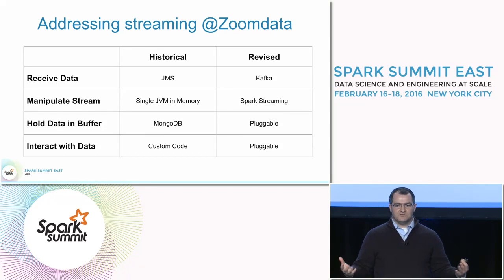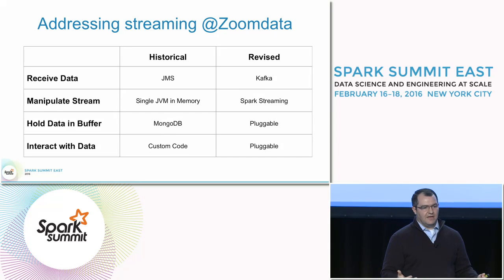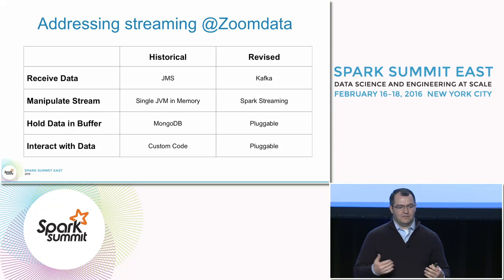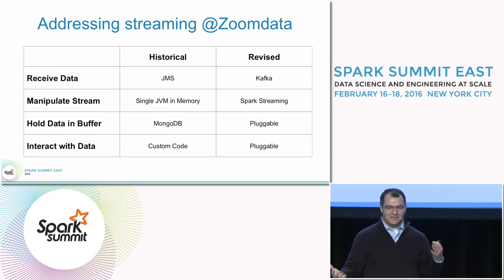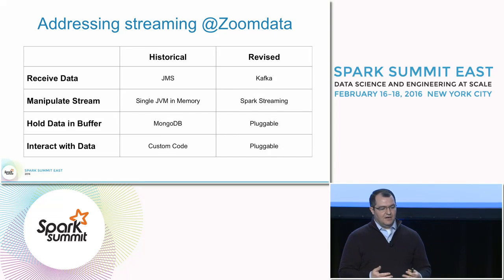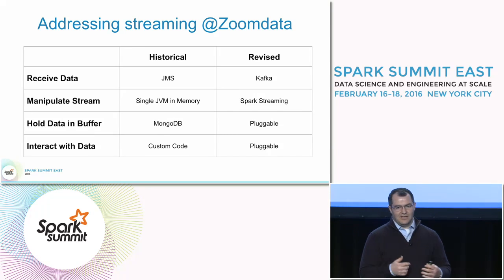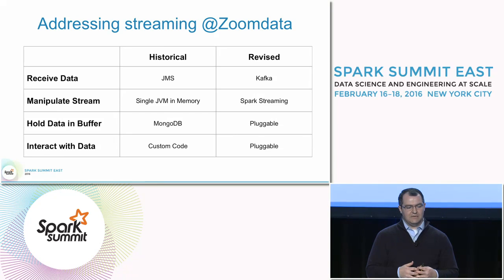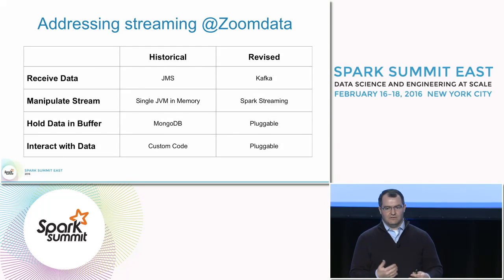So we process stream data today. We do a lot with that. We started off with a historical stack of technology, pretty standard stuff: JMS queues, manipulating the stream in memory. We were landing that data into MongoDB and then interacting with it. We've got a custom code approach to do that.